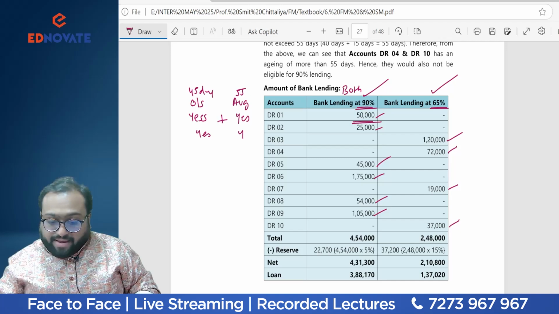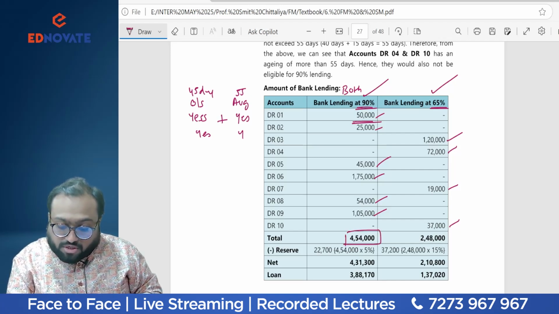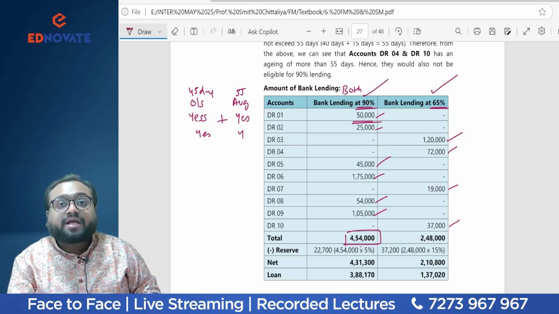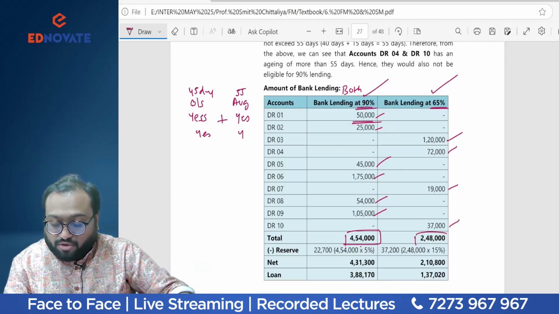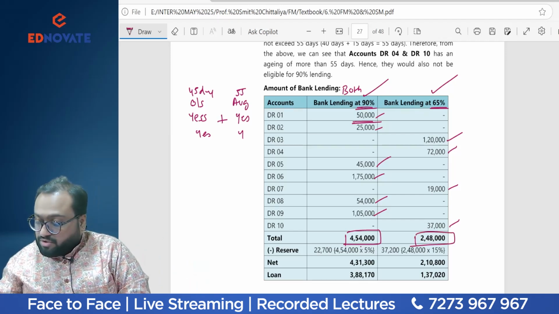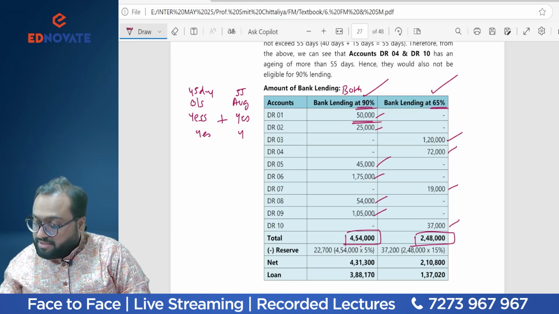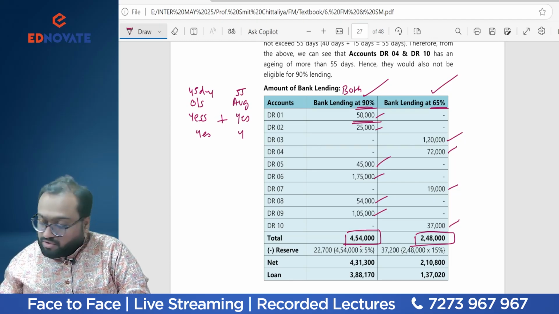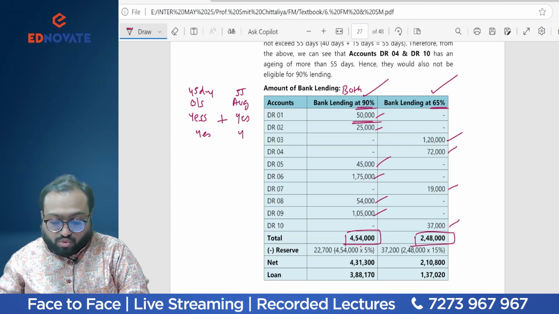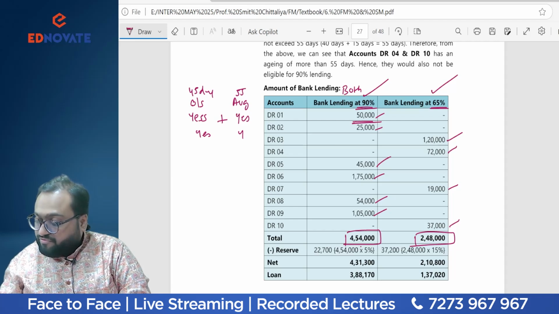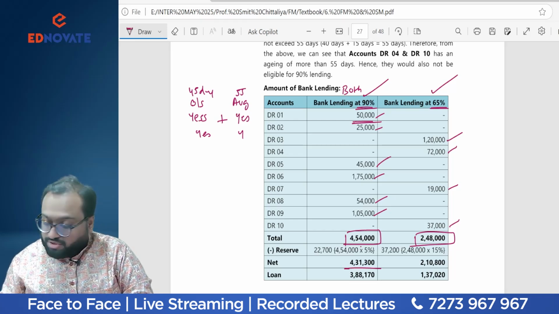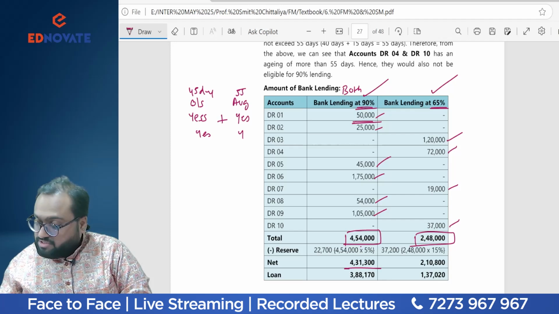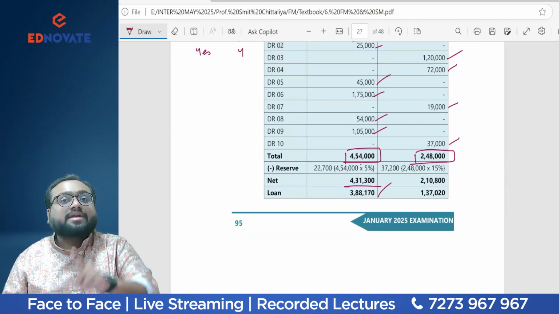So the total the bank can give for the total receivable for 90% eligible is 4,54,000 and here 2,48,000. Now 90% of 4,54,000 will be, minus keeping the reserve. Am I right? Minus keeping the reserve, 4,54,000, reserve of 5%, that is 22,700, minus 4,54,000, that will be 4,31,300, multiplied with 90%, the bank will give 3,88,170.